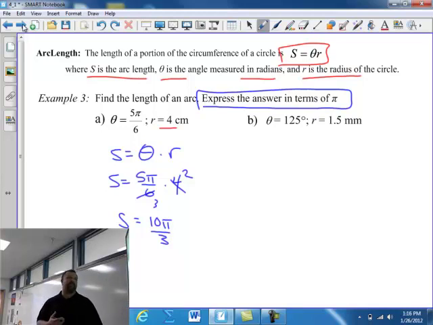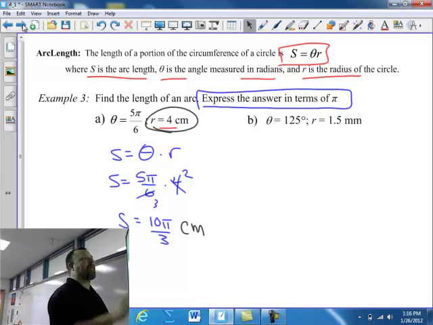Now what are the units of this measurement for arc length? Well, this is a length, and the radius was measured as 4 centimeters. So it's absolutely centimeters. So we have 10 pi over 3 centimeters is the length of the arc of a 5 pi over 6 sector, if you will.